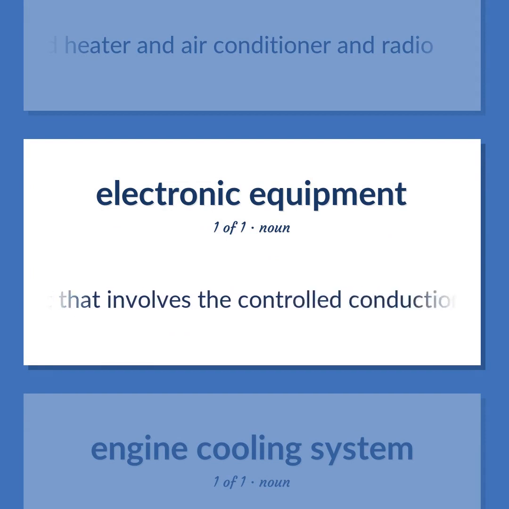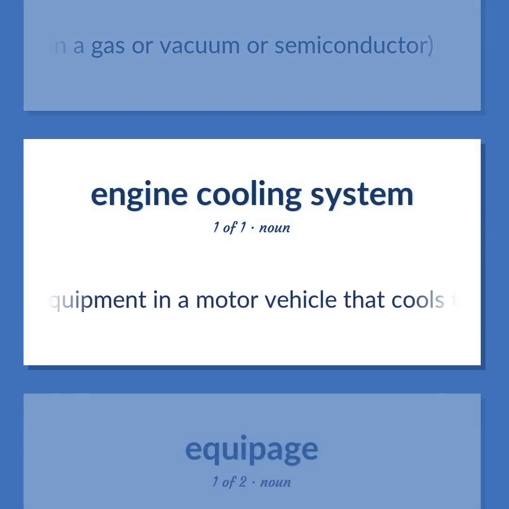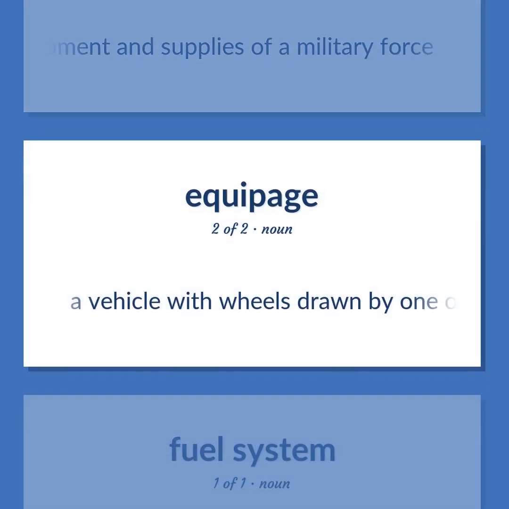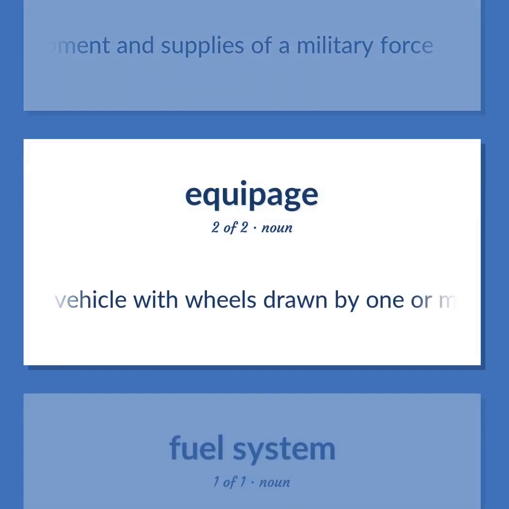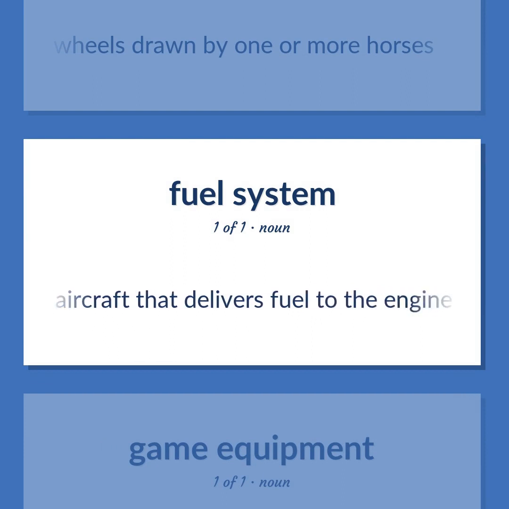Equipment that involves the controlled conduction of electrons, especially in a gas or vacuum or semiconductor. Equipment in a motor vehicle that cools the engine. Equipment and supplies of a military force. A vehicle with wheels drawn by one or more horses. Equipment in a motor vehicle or aircraft that delivers fuel to the engine.